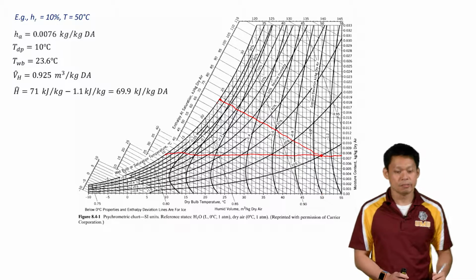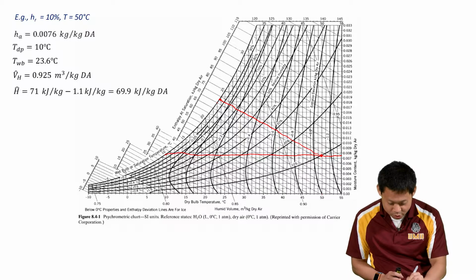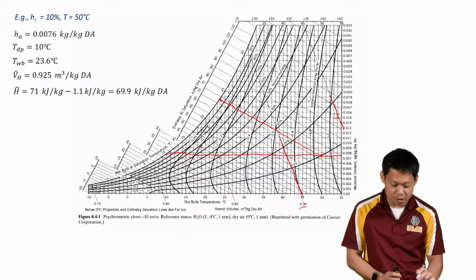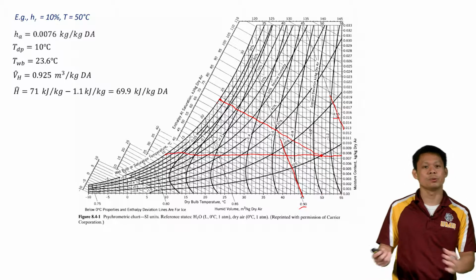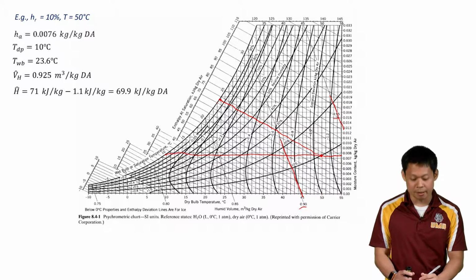In terms of the humid volume, those are those lines of negative slope. We are right here, so we are between this line and this line. This is 0.90, this is 0.95. We are almost in between, so just eyeball where we are at. So we have 0.925 meters cubed per kilogram of dry air.